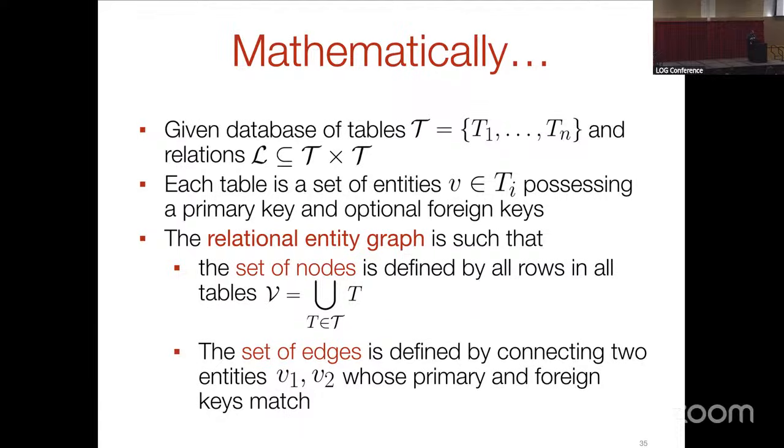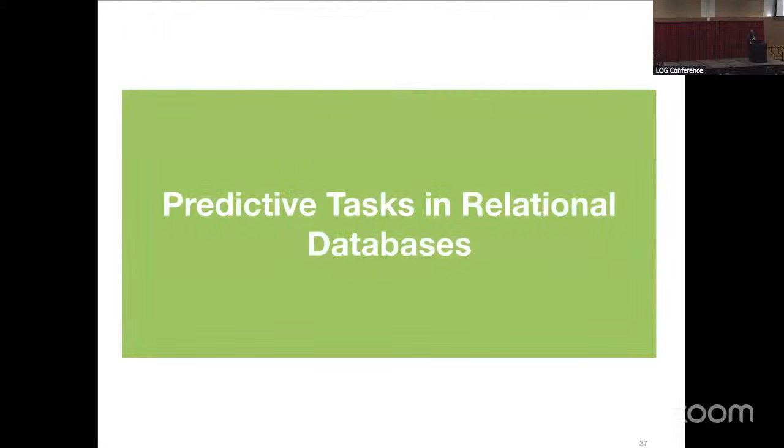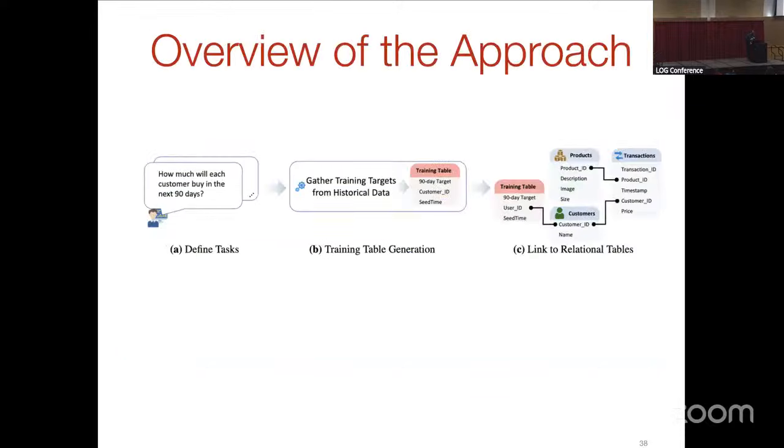And these are the edges of our graph, the nodes and the edges of our graph. Now, in the next 10 minutes or so, I will explain how we can transform or cast a relational query, a predictive query, into a graph task, and then I will discuss some datasets. So, how we can actually define and describe predictive tasks in relational databases.